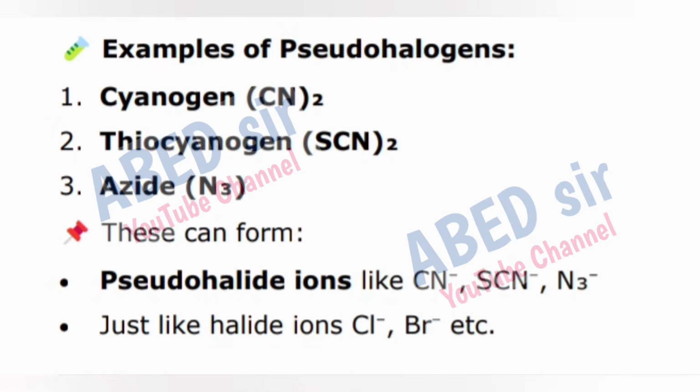Examples of pseudohalogens: 1. Cyanogen, (CN)2. 2. Thiocyanogen, (SCN)2. 3. Azide, N3. These can form pseudohalide ions like CN⁻, SCN⁻, N3⁻, just like halide ions Cl⁻, Br⁻, etc.